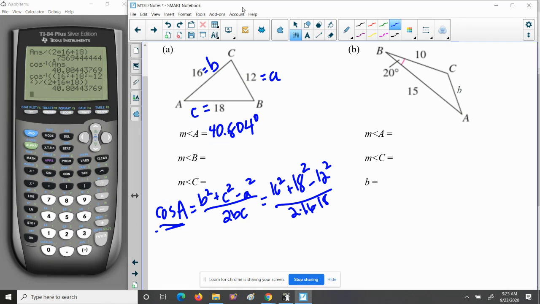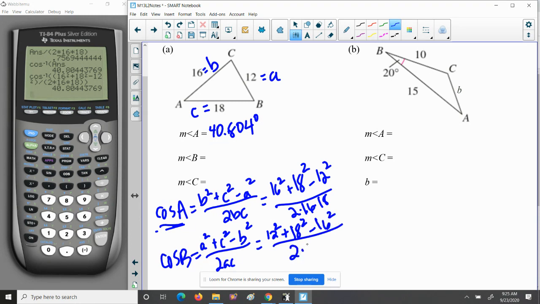Okay. Now let's try to find angle B. Let's set it up. Cosine of angle B equals a squared plus c squared minus b squared all over 2ac. So let's plug in. A squared would be 12 squared plus c squared would be 18 squared minus b squared would be 16 squared all over 2 times 12 times 18.